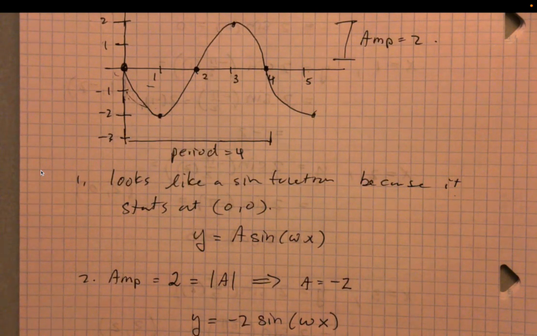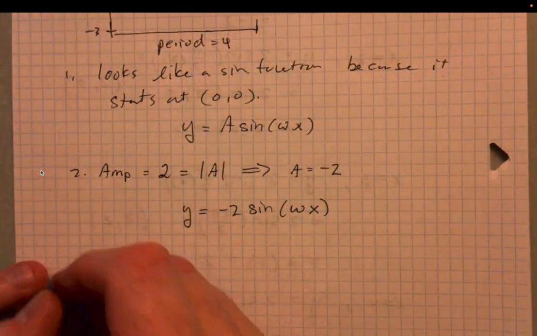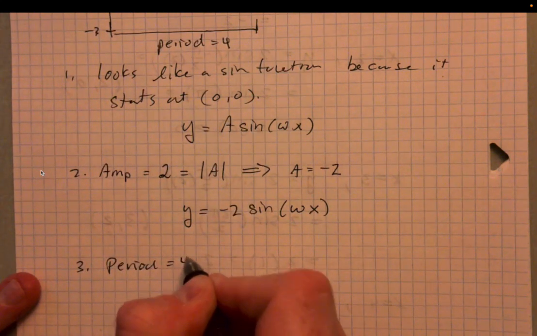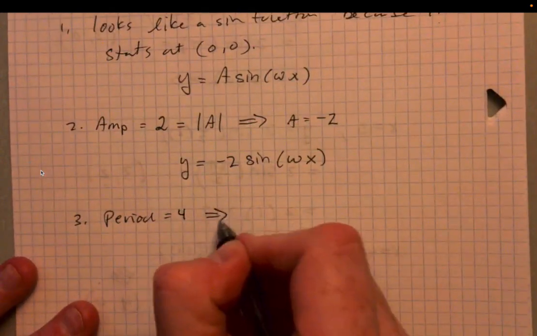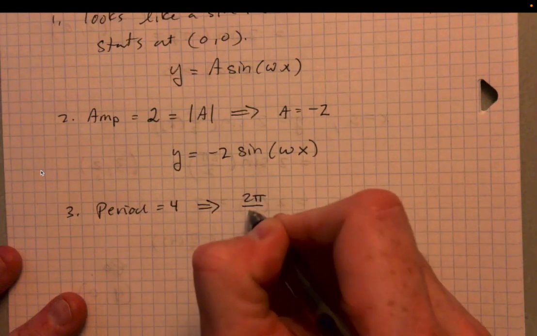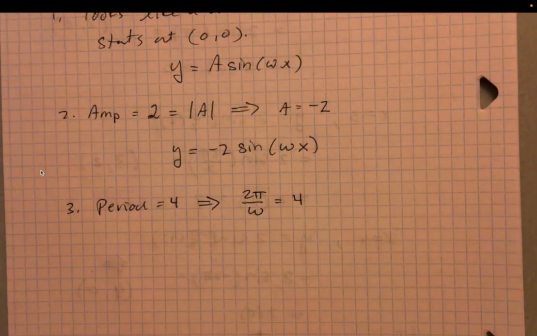Okay, so the last thing to figure out is, what is this omega? Well, the period is 4 instead of 2 pi, so the period is stretched some. The way you want to think about this is, you know what the period is equal to, and you know what the period of the sine function starts out to be. So it's 2 pi over omega is equal to 4. That's what you need to figure out. You need to figure out what omega is. This is just an algebra problem, isn't it? We can just solve for omega.